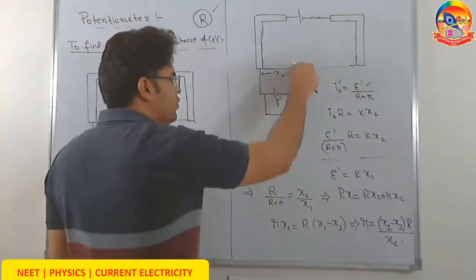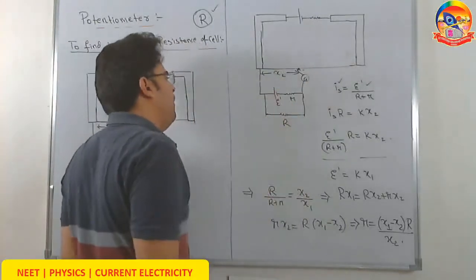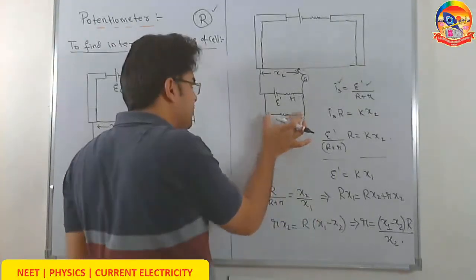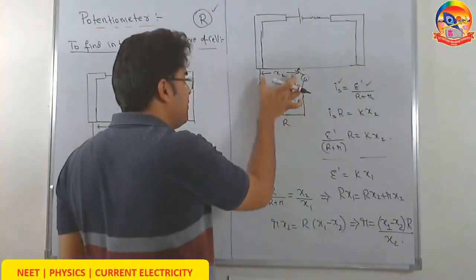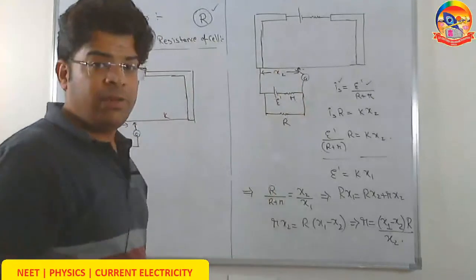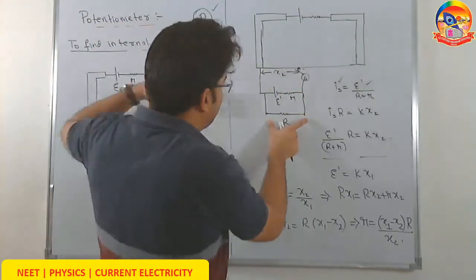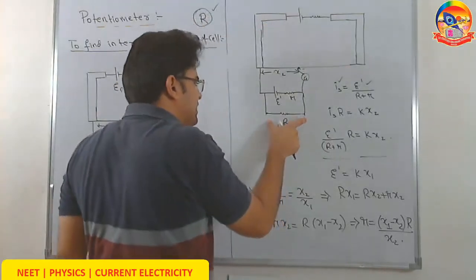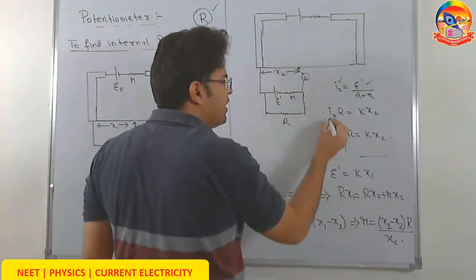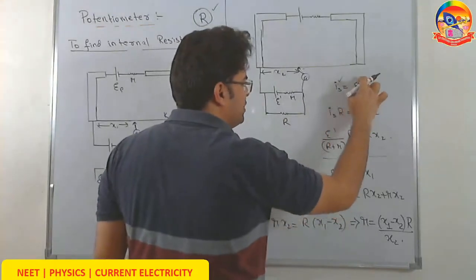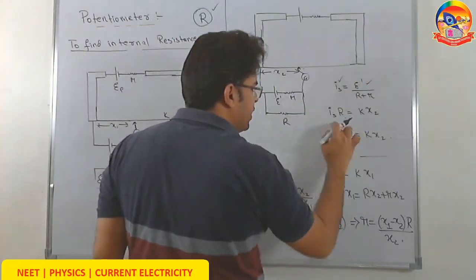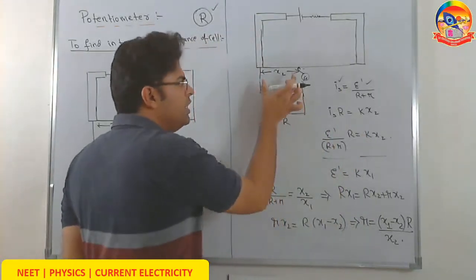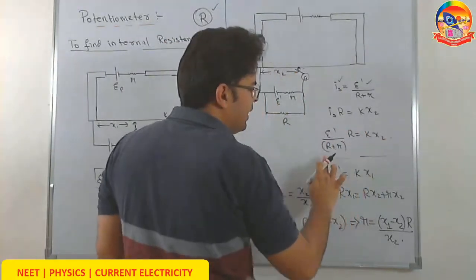Second thing, now you have connected the galvanometer here. The potential drop across this R will be the same as the potential drop across an x2 length of potentiometer wire. The potential drop across this resistance has to be the current in the secondary circuit into R. The current in the secondary circuit is E dash upon (R plus r). Substitute it here. So you get E dash upon (R plus r), the current in the secondary circuit, into the resistance R, equals the potential drop in the potentiometer wire, kx2.